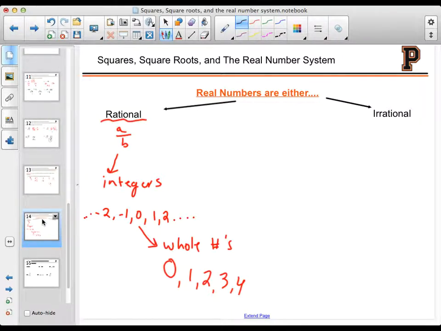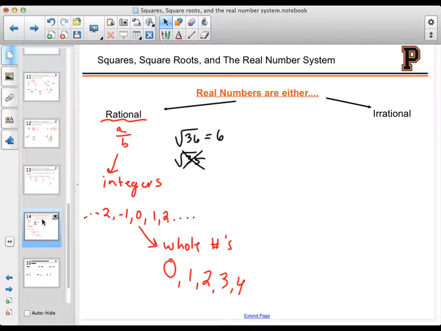Now, another element of rational, if you think of the number square root of 36, okay? Square root of 36 simplifies to a rational number, therefore square root of 36 is rational itself. But the square root of 35 would not be rational because it does not simplify to a rational number. It simplifies to a very messy number. Which brings us over to the irrationals.